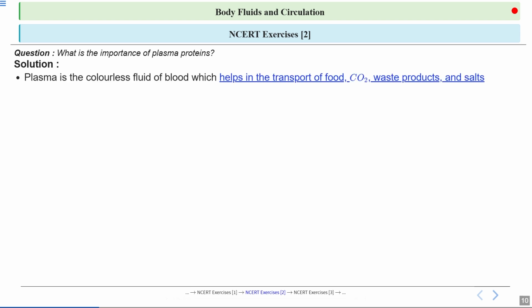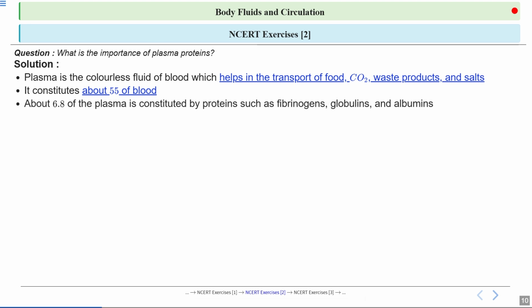Okay, so plasma is a colorless fluid of blood that helps transport food, carbon dioxide, waste products as well as salts. Plasma makes up to 55% of our blood. This means that more than half of what we call blood is actually this plasma.